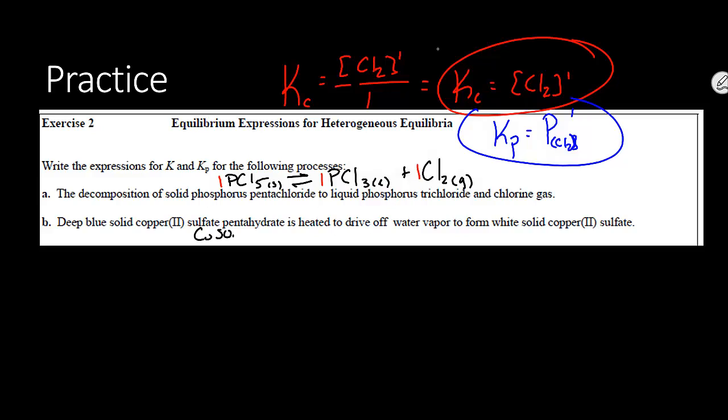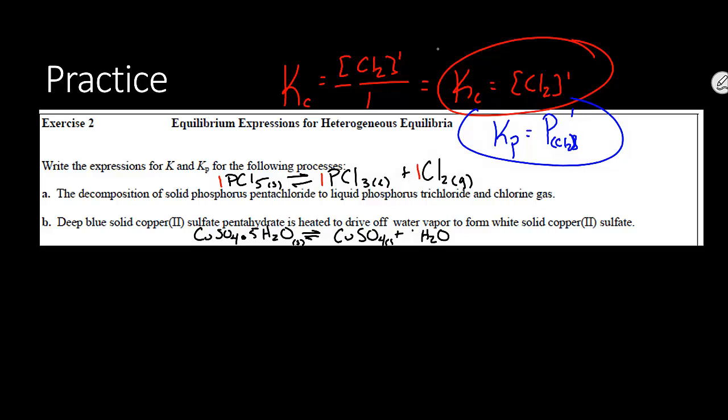Copper(II) sulfate pentahydrate. Pentahydrate means that we are dealing with a hydrate. So penta is 5 waters, so this is a dot water. It is heated and drives off the water vapor to form solid copper(II) sulfate.